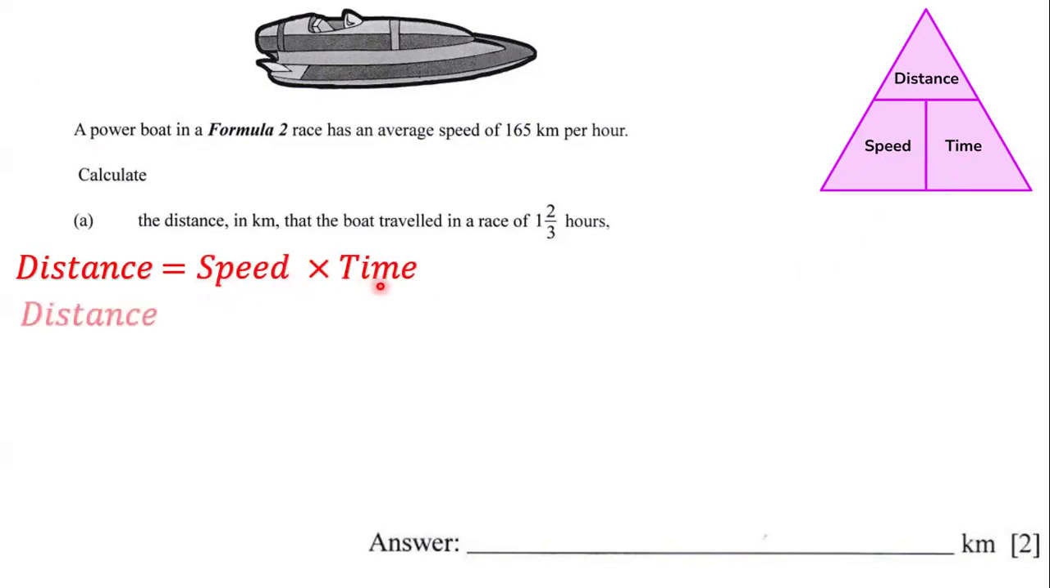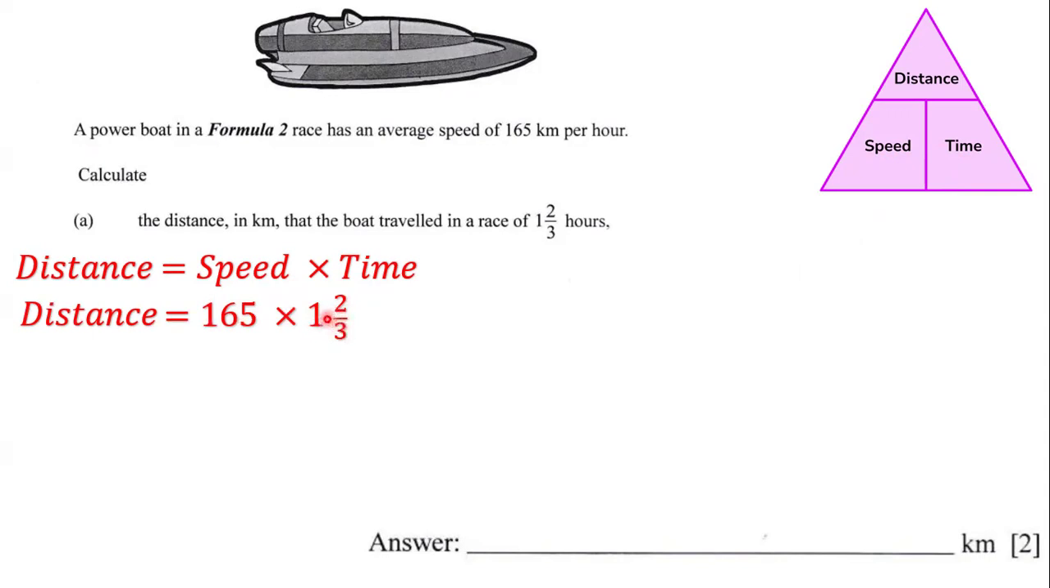Now, what is the speed in this case? Well, the speed is definitely 165 kilometers per hour. And what is the time? Well, it's 1 2/3 hours. And so what we have here is we have to multiply these two terms. So we have 1 2/3.